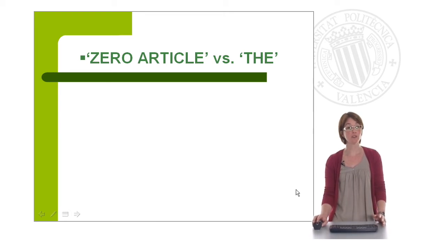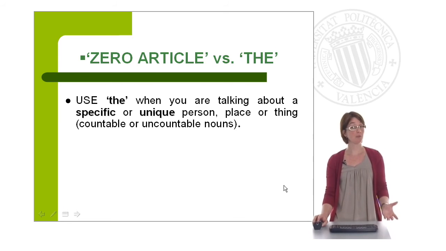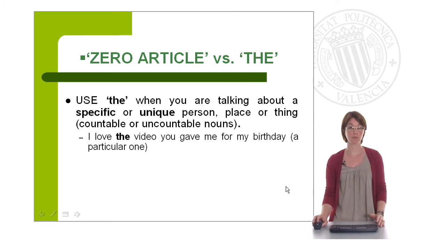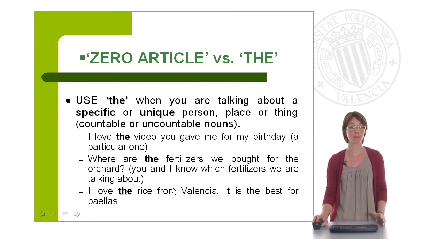Right, now let's compare some of the uses of the zero article versus the. We normally use the when we are talking about a specific or unique person, place or thing, and which can be both countable or uncountable nouns. So if I say, I love the video you gave me for my birthday, I'm talking about a particular one. Or if I say, where are the fertilizers we bought for the orchard? Well, you and I know which fertilizers we are talking about. And finally, just one example. I love the rice from Valencia. It is the best for paellas. So in this case, I'm talking about a specific type of rice.